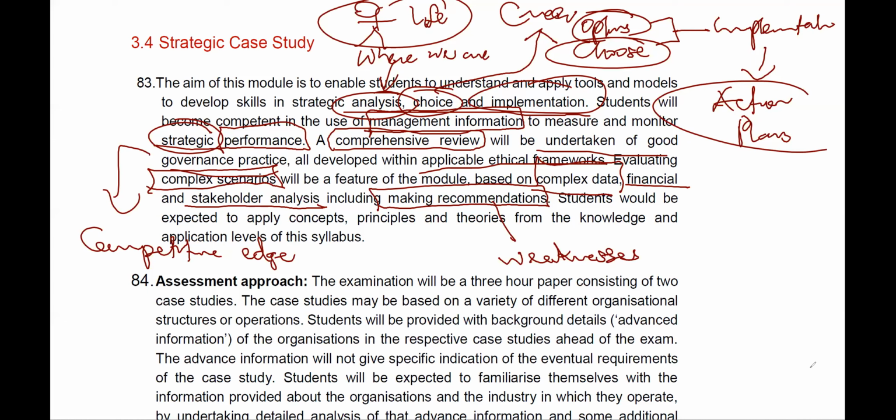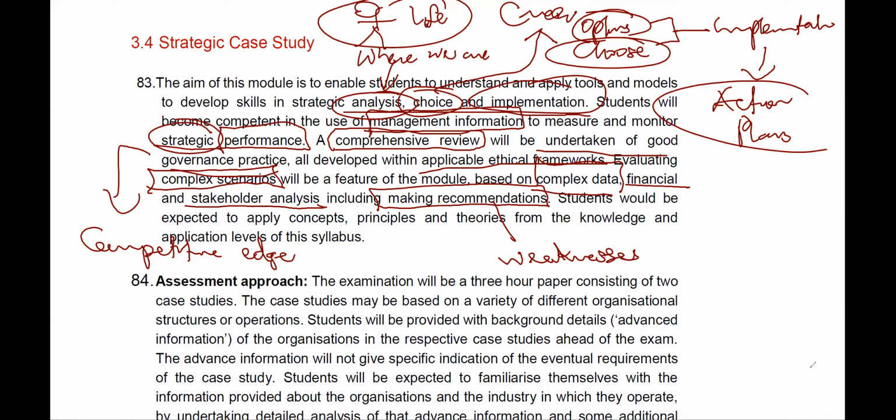So basically, this is what you have to understand. You see, I've highlighted keywords: analysis, choice, implementation. We are going to use management information. We are going to measure and monitor strategic performance. A comprehensive review will be taken of good governance and ethics. And also, we'll evaluate complex scenarios.